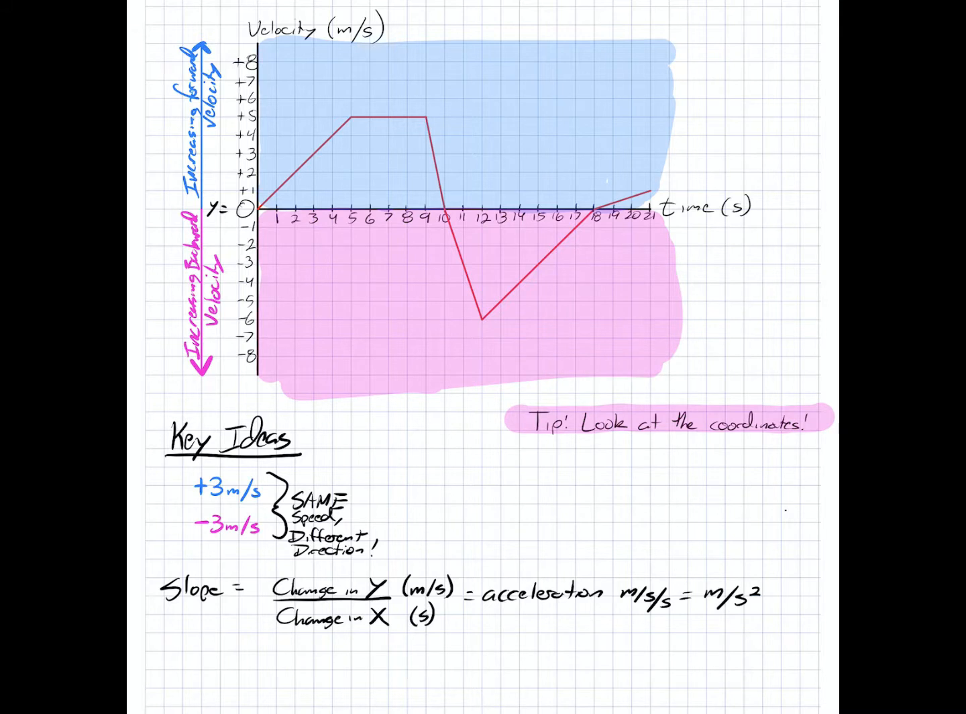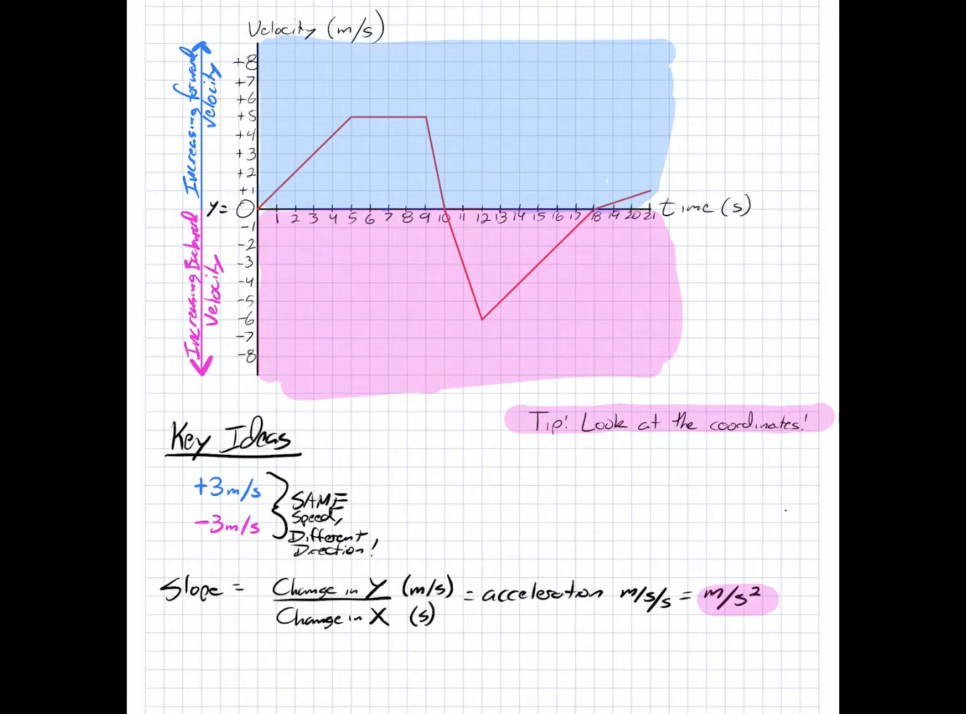And you guys know from graphing that to get slope, it's the change in y over the change in x. And if you forget that that's acceleration, well, y is in meters per second, x is in seconds, and when you do meters per second over seconds, that gives you meters per second squared, which is our unit of acceleration. So again, acceleration can be calculated by finding the slope of the line at any given part of the graph.